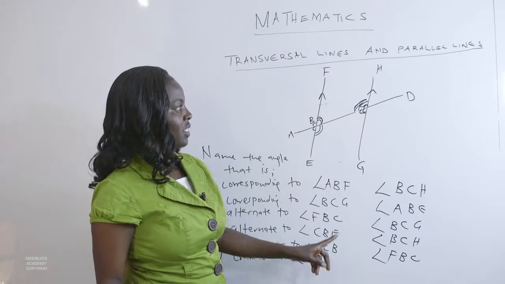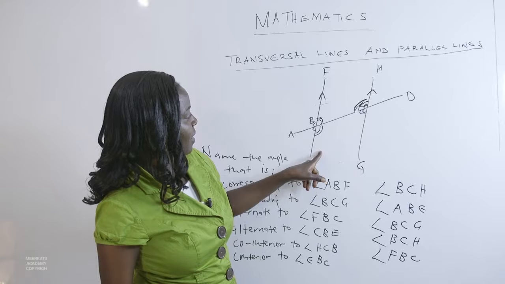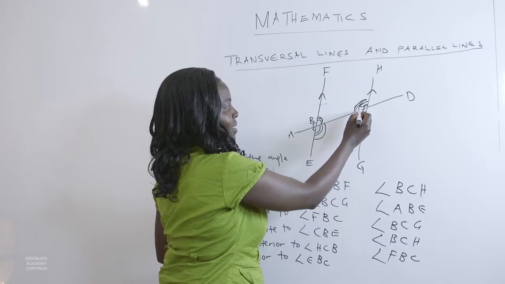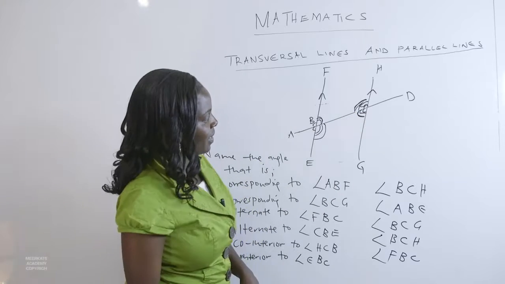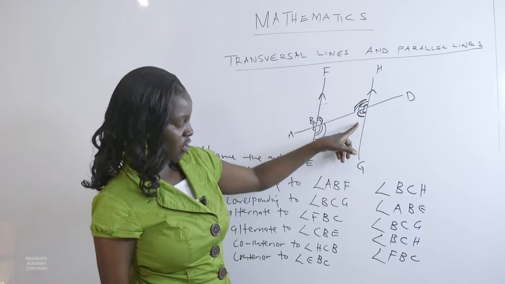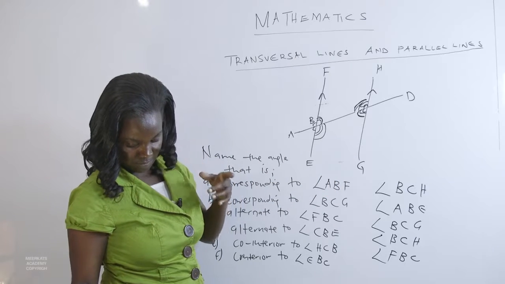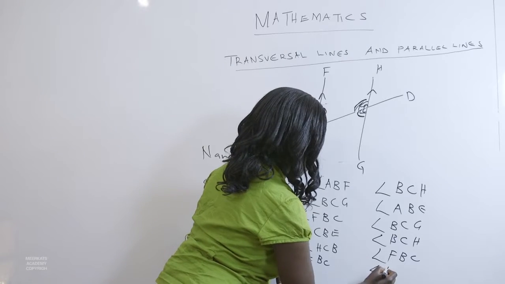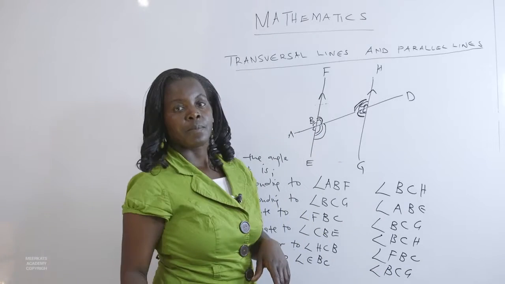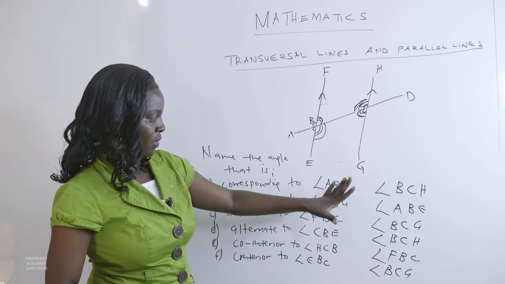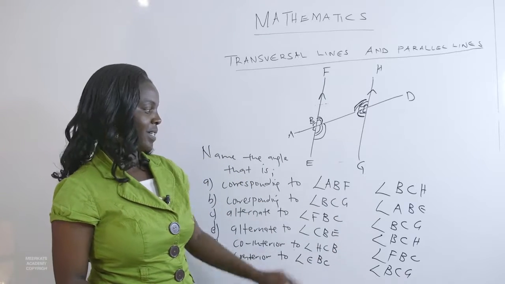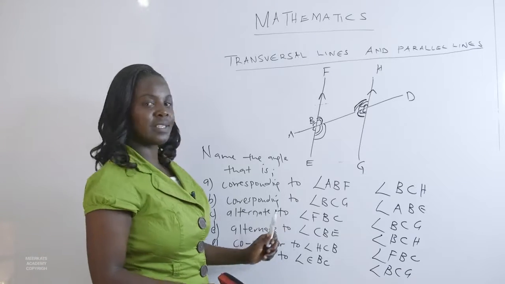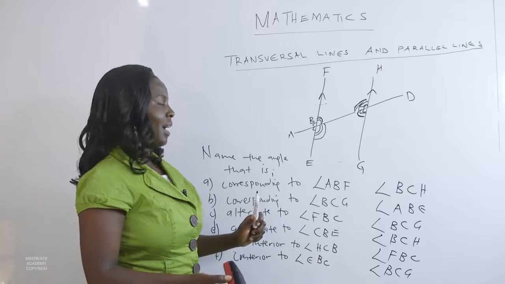Cointerior to angle EBC. They are talking about this angle here. Cointerior, so it is the same side. It's that angle there, and we call that angle BCG. So if you are able to identify this correctly, then you have understood alternate, corresponding, and co-interior angles.